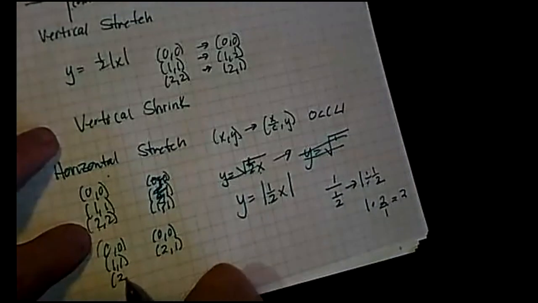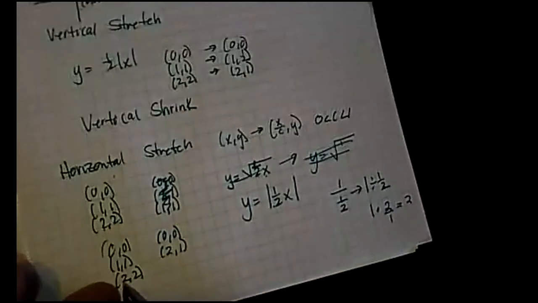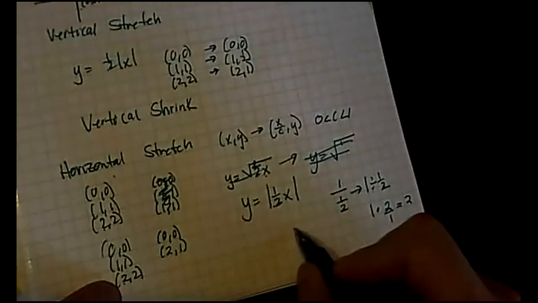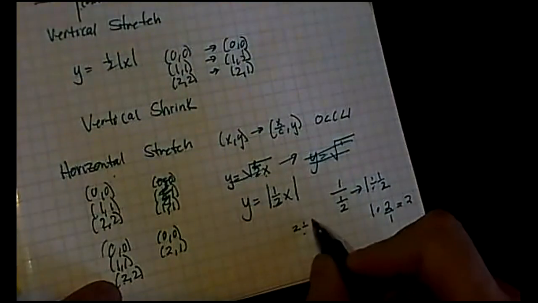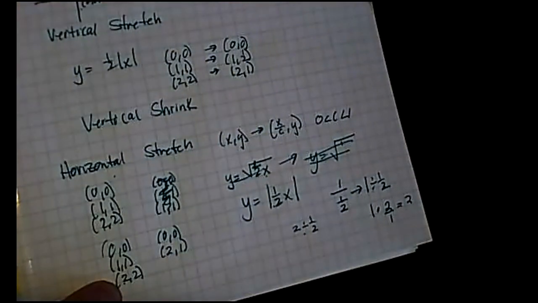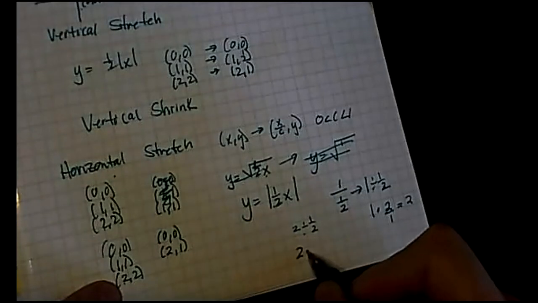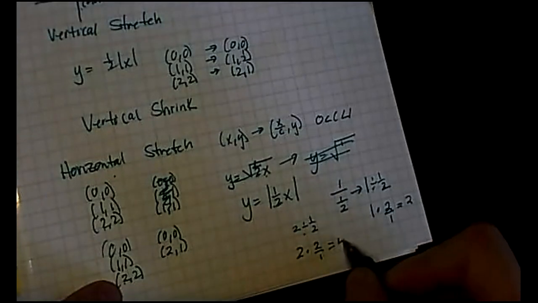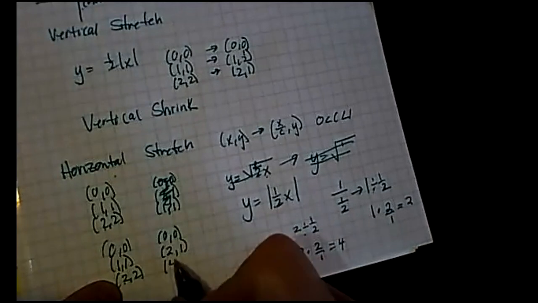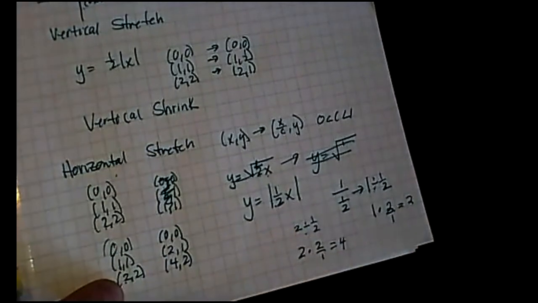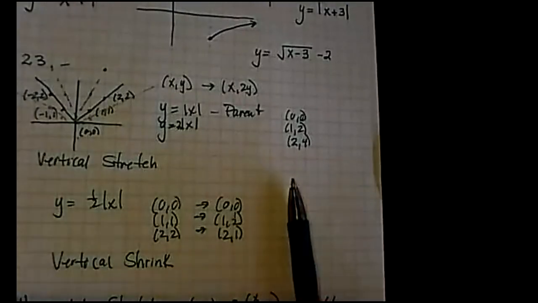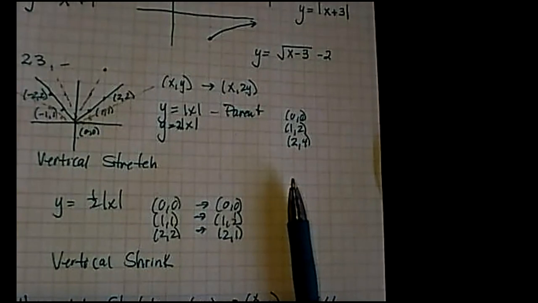If we have 2, 2, it's saying let's take our x and divide it by 1/2. So we're going to take 2 divided by 1/2. That becomes 2 times 2 over 1, which is 4. So this would be 4, 2. Let's see what that graph looks like. I'm just going to do it on Desmos because it looks a little bit better on Desmos. So let me share that again.